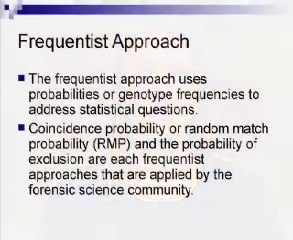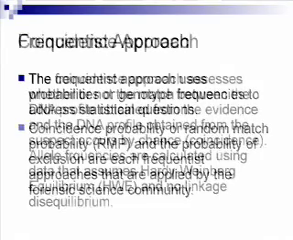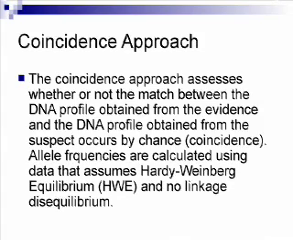We're going to begin by discussing the frequentist approach. The frequentist approach uses probabilities or genotype frequencies to address statistical questions. Coincidence probability, or the random match probability, and the probability of exclusion are each frequentist approaches that are applied by the forensic science community. The coincidence approach assesses whether or not the match between the DNA profile obtained from the evidence and the DNA profile obtained from the suspect occurs by chance or coincidence.